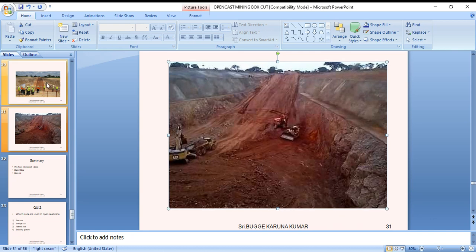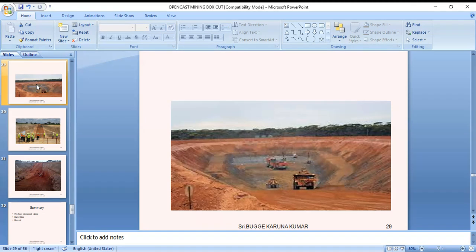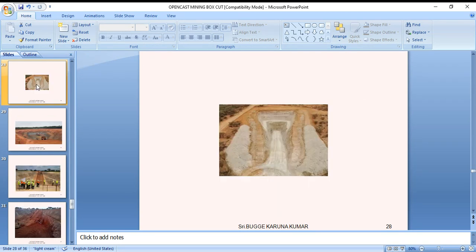So this is another type of box cut, a mode of progressing. This is also an activity going on. See here, the complete material will be moved to the outside of the ramp, outside to the dumping, maintaining the slopes.